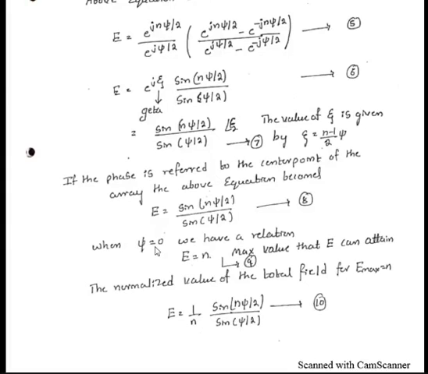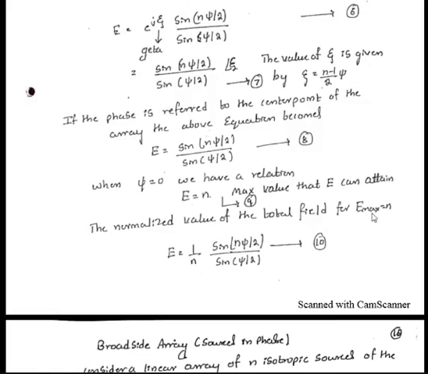Then what exactly is the maximum value we are going to get here? That is what we have to understand. If we keep the total phase difference equal to 0, then the electric field is equal to n. That will be the maximum value the electric field could attain here. Suppose, for example, we consider E max equal to n.